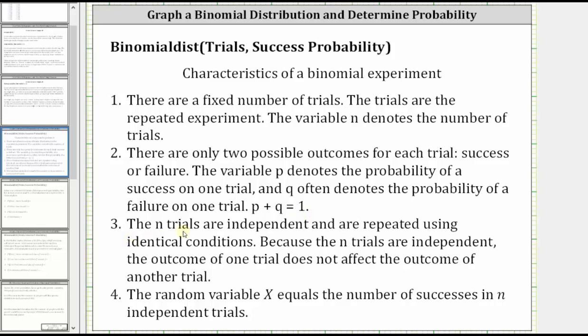Number three, the n trials are independent and are repeated using identical conditions. Because the n trials are independent, the outcome of one trial does not affect the outcome of another trial. And then finally, number four, the random variable x equals the number of successes in n independent trials. Let's look at an example.